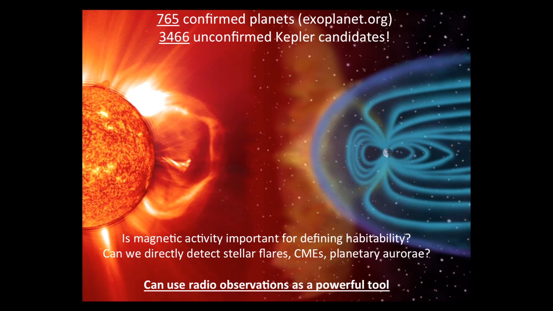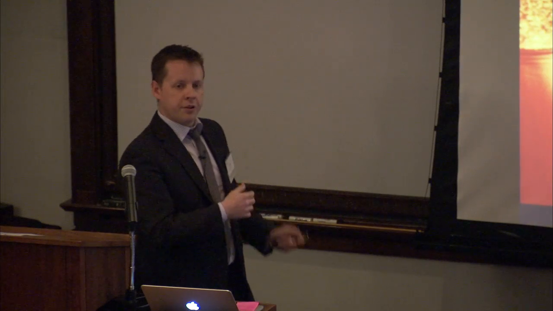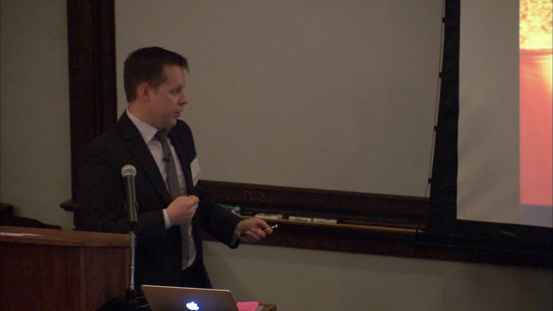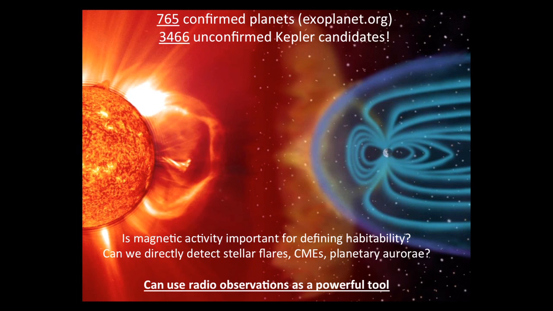Can we directly detect the flares, the CMEs? Can we detect the aurora and other sorts of triggers that tell us that these planets have magnetic fields that protect them from their stars' heightened activity? And what we primarily use in my group is radio observations. And it turns out that radio observations are a very powerful tool for this kind of activity.